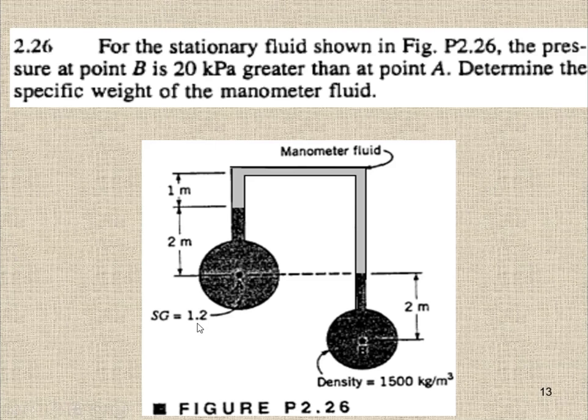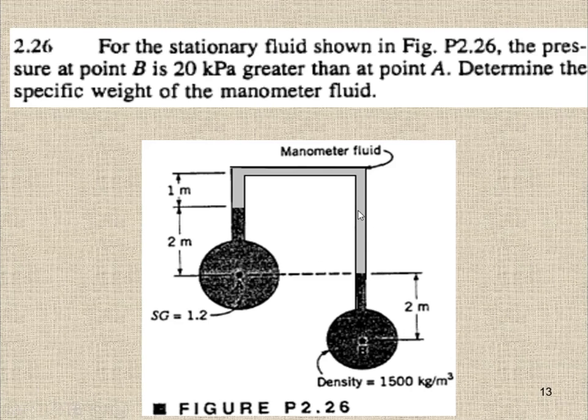That means the specific weight of the fluid is known, specific gravity is known. 1.2 into specific weight of water into g will give you the specific weight of the given fluid. So gamma of this fluid into 2 meter height will give you the pressure here. That is, PA, we are going up, minus this, and then you are here.